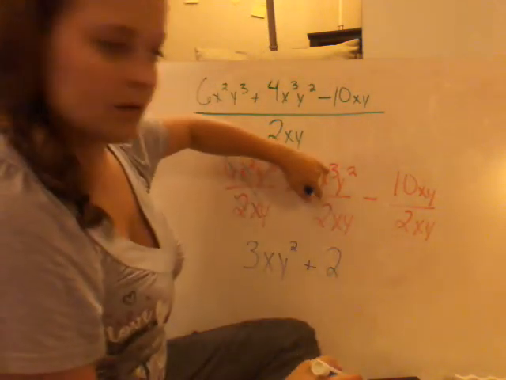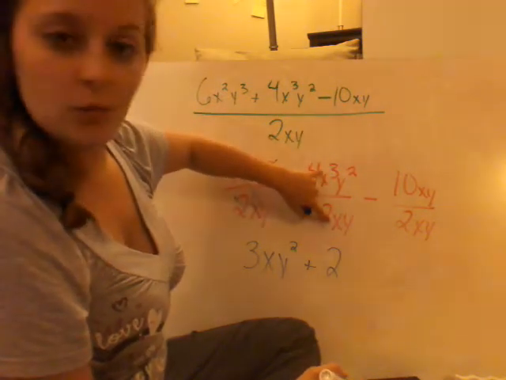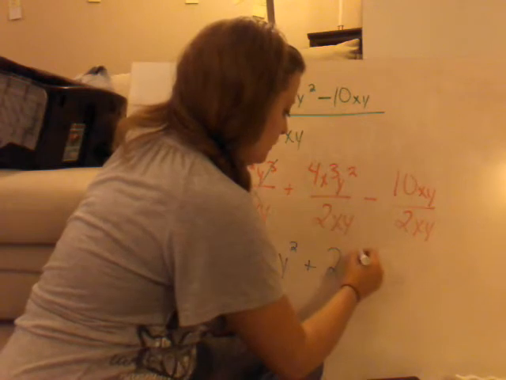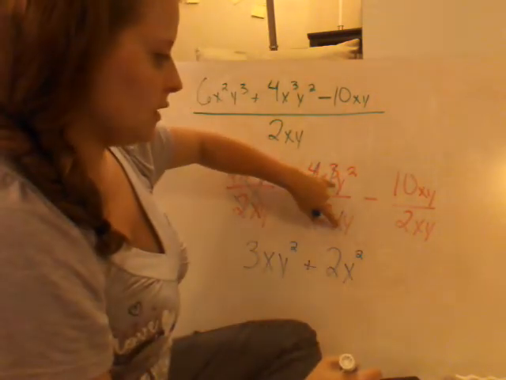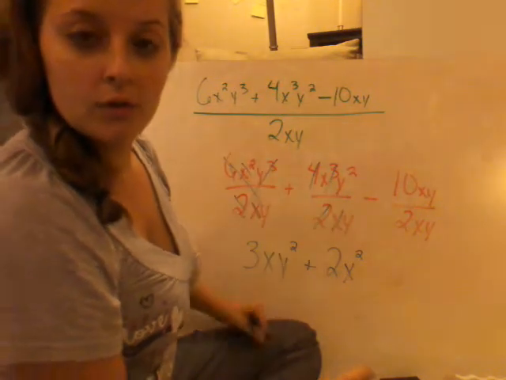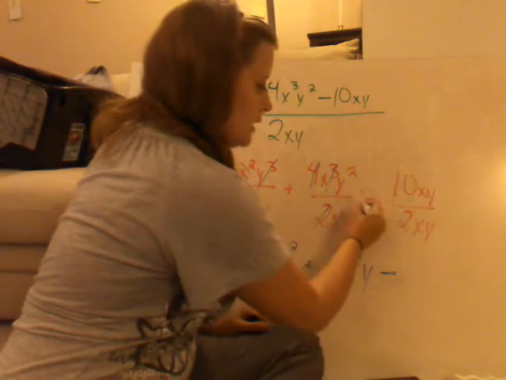X cubed, there's my third, x cubed, and x1. 3 minus 1 is 2, so now I have x squared. These are done, and these are done, and that's done. So now I've got my y's. Y squared minus y to the first is just 1. So y minus, there's my minus sign.